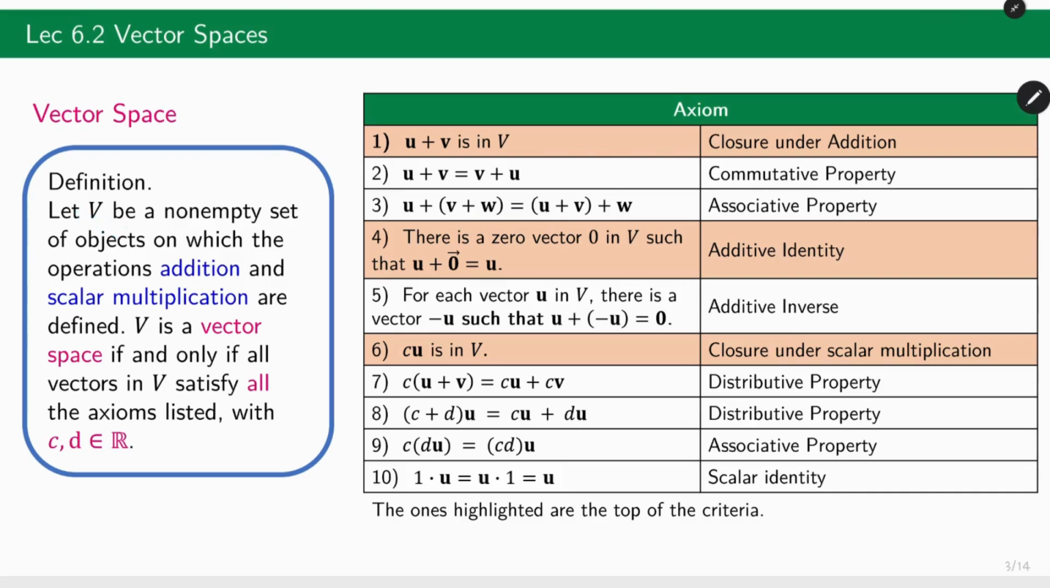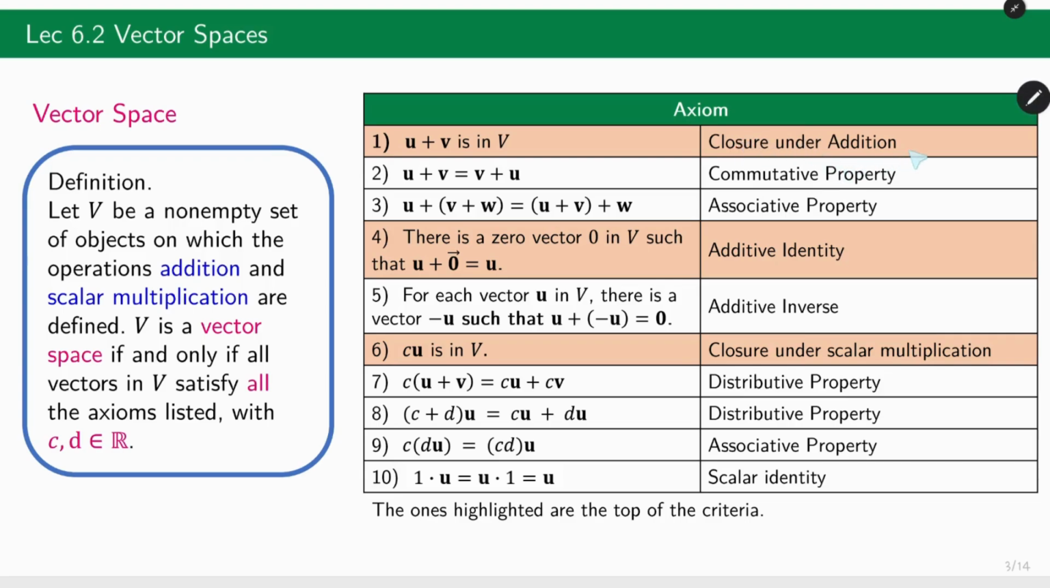Let V be a non-empty set of objects on which the operations addition and scalar multiplication are defined. V is a vector space if and only if all vectors in V satisfy all the axioms listed, with c and d that are real numbers. Okay, we have the 10 axioms that will characterize a vector space. u plus v is in V.